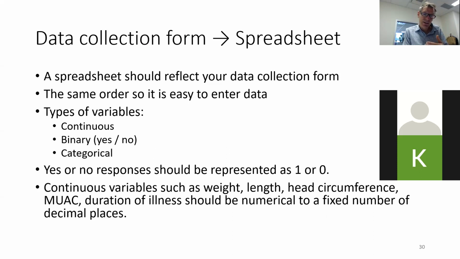Okay, and so when I make up a data collection form, I want to make sure that each of the variables is objective and the metric is very clear. And then I make up the spreadsheet in the same way, with the same order. So all the variables that are on the data collection form appear on the spreadsheet. That way it's easy to enter data, because if you don't have them in the same order, then you can get the data entered in the wrong way.